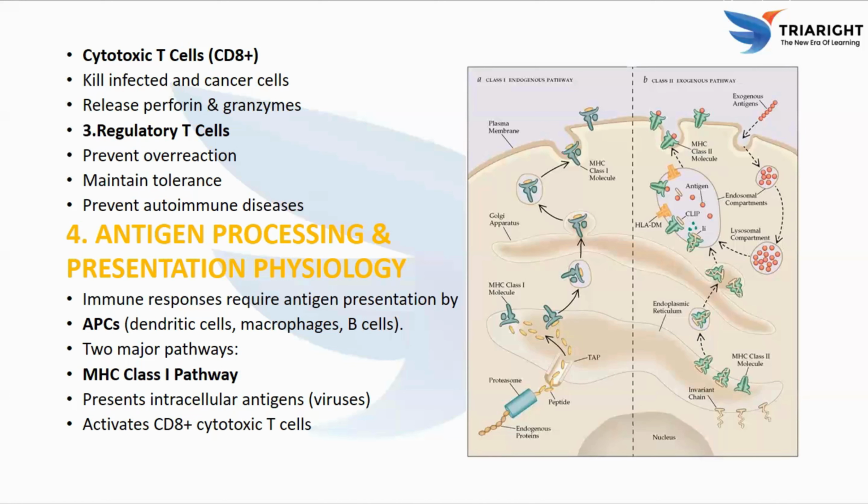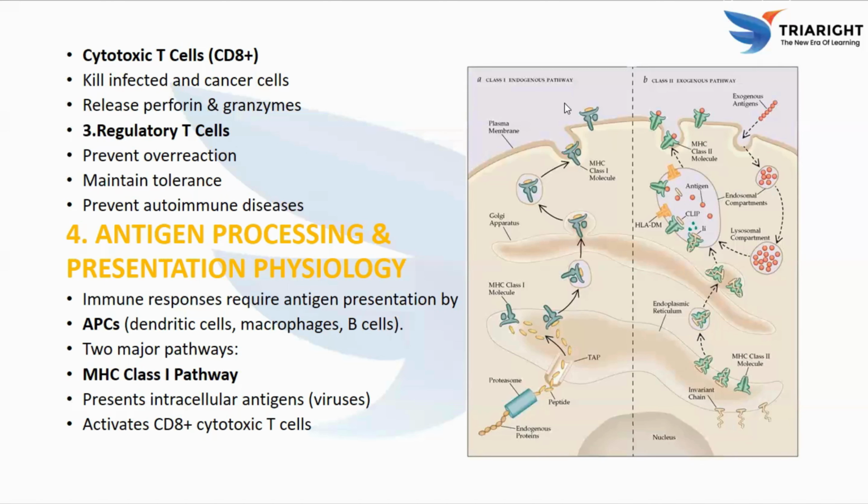So next is antigen processing and presentation physiology. The immune system cannot recognize an antigen directly. It must be processed and presented on a special molecule called MHC, the major histocompatibility complex. This is done by the antigen presenting cells, which are dendritic cells, macrophages and B cells. There are two major pathways of antigen presentation. The first one is the MHC class 1 pathway, which is the endogenous pathway, and the second is the MHC class 2 exogenous pathway. On the left side, there is a diagram.